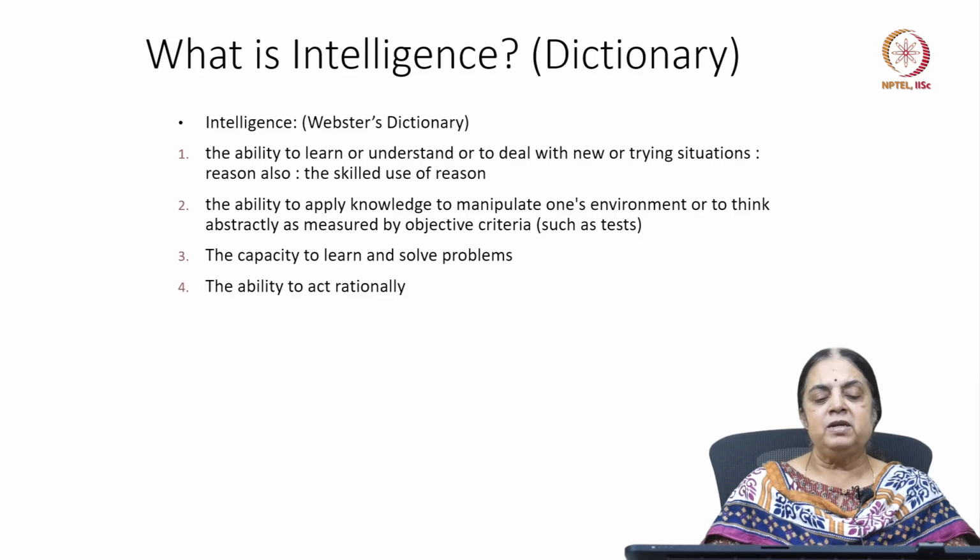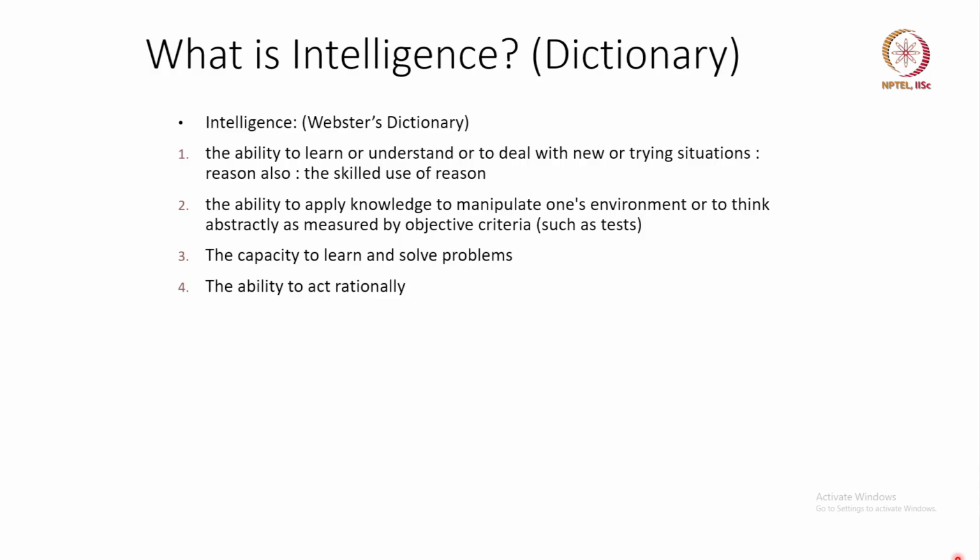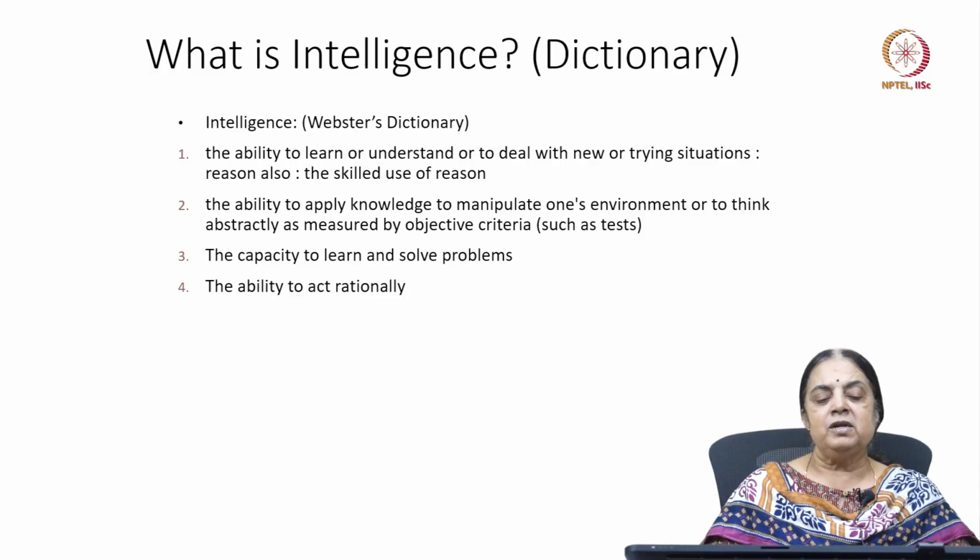So if we come to intelligence, obviously when we say that artificial intelligence is when the computer does something intelligent, we need to be able to define what is intelligence. So let us now take up the definition of intelligence. If you look at the dictionary, this is what it says: the ability to learn and understand or to deal with new or trying situations. If you have a new situation, how do you deal with that? That is where you need intelligence.